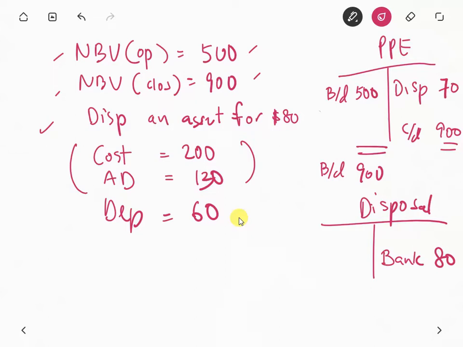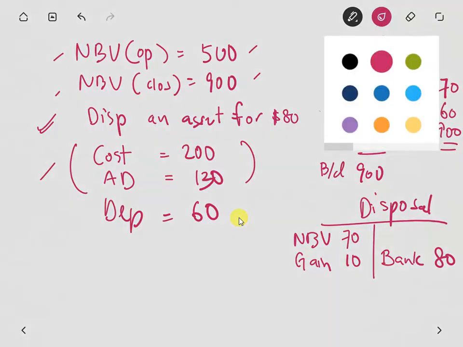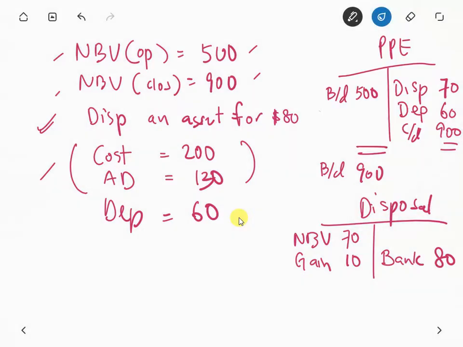Credit and debit here. What can I find? Net book value 70, I sell for 80. I make a gain of 10. So this one done. Depreciation during the year, another 60. So what do I do? Depreciation, put it under PPE, 60. So what can I find, the missing figure? 1030. 500 will be 530.